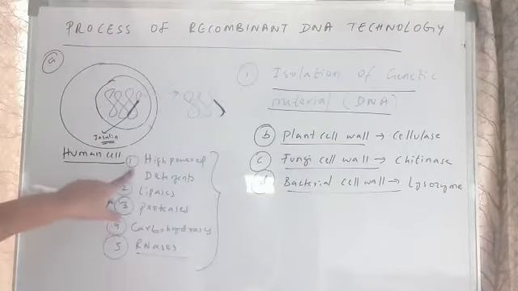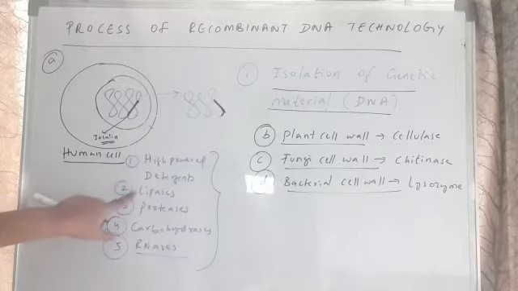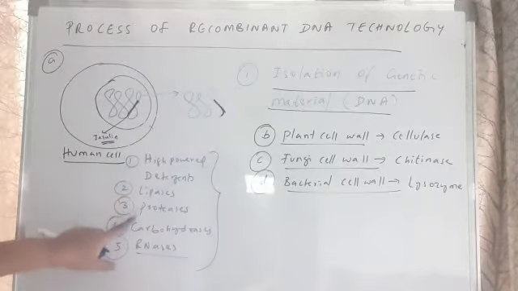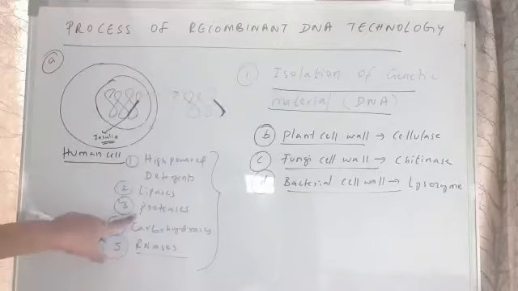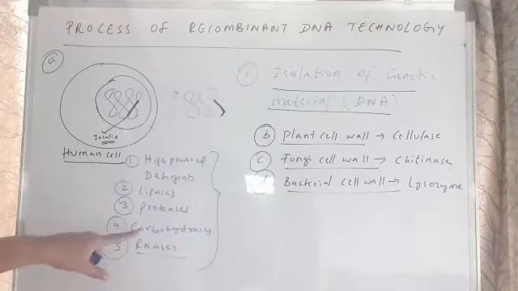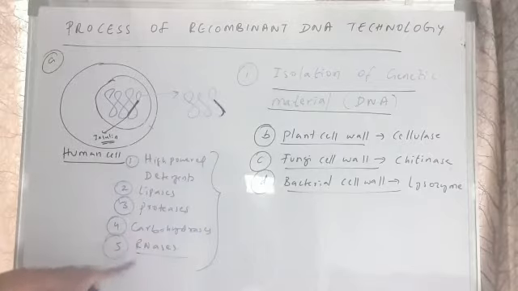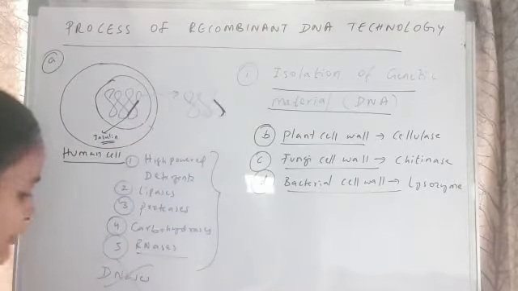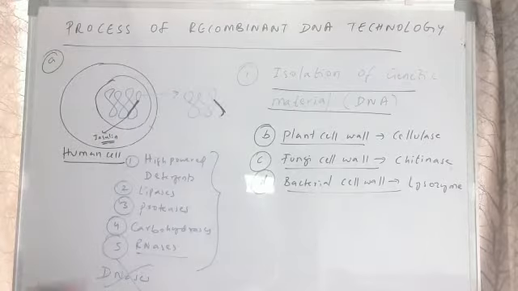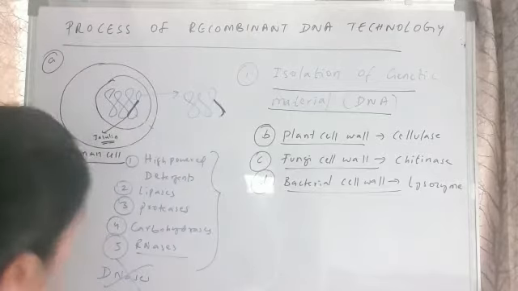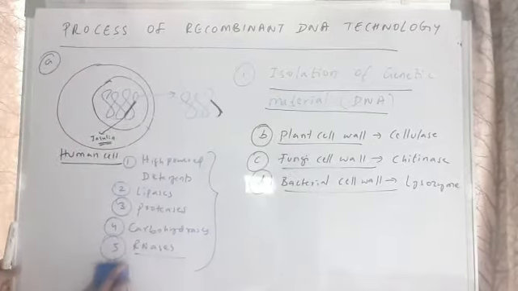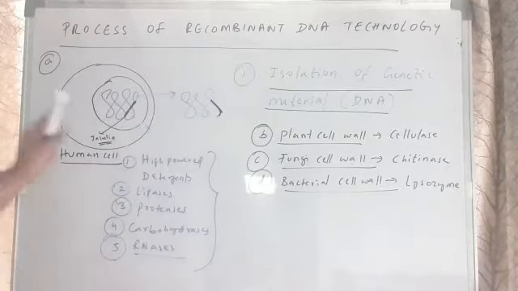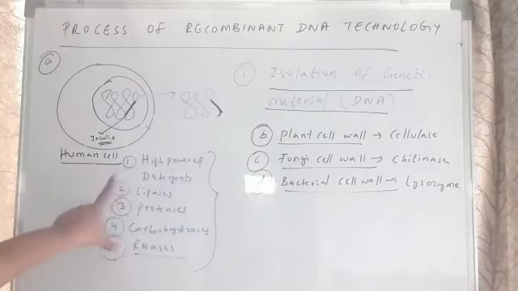High powered detergents like sodium dodecyl sulfate. Lipases are the enzymes which break lipids. Proteases break proteins. Carbohydrases break carbohydrates. RNases break RNA. But we are not adding DNases. DNases should not be added. Why? Because if we add DNases, the DNA will be completely broken. So that is why we should not add DNases. This is the mechanism which we are going to follow.